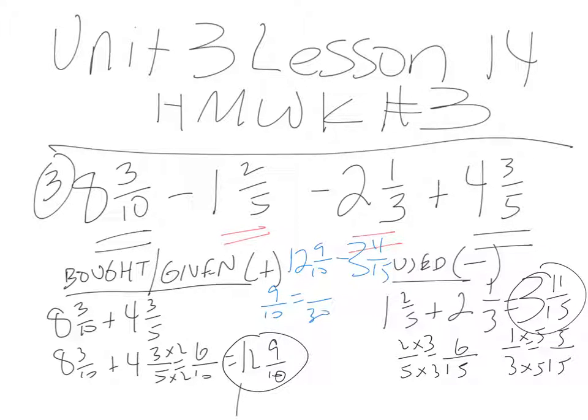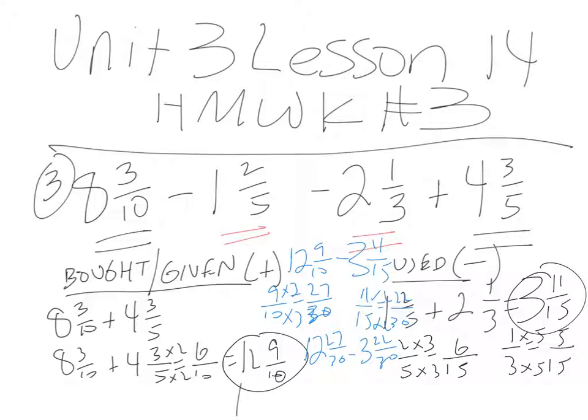So I get a common denominator here, and I get 27 30ths. And I get a common denominator here, and I get 22 30ths. So now my subtraction problem has become 12 and 27 30ths minus 3 and 22 30ths.